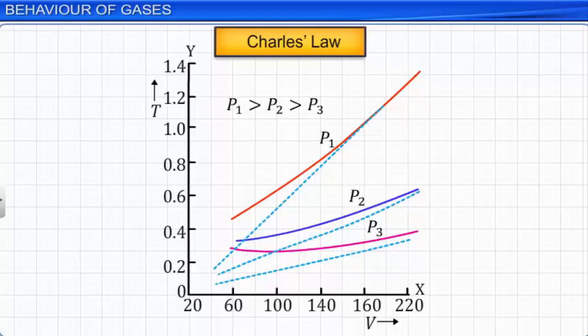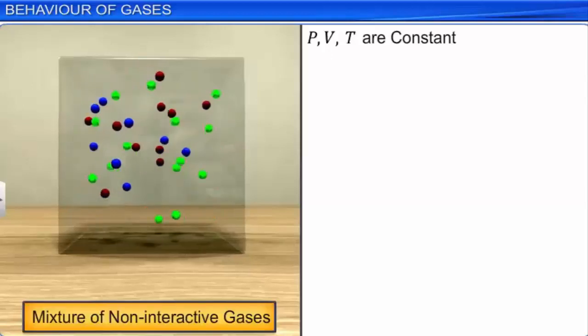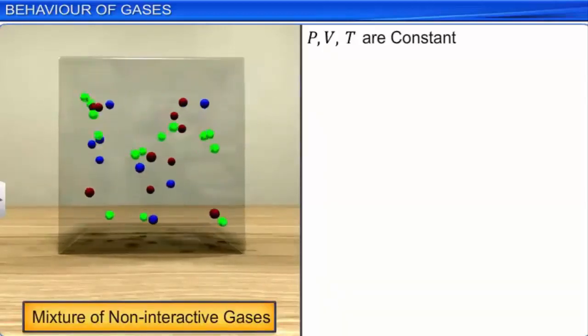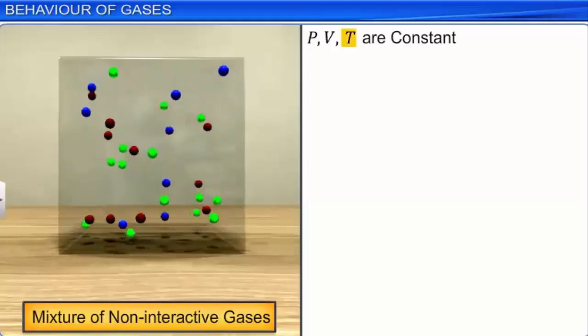Consider a mixture of non-interactive gases in a container at a constant temperature T, pressure P, and volume V.